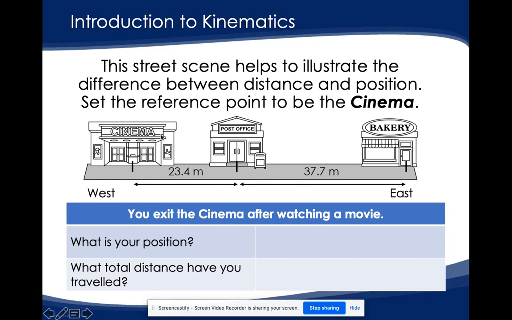If you leave the movie theater after watching a movie, what is your initial position? If you leave this movie theater and you're right here, your initial position is going to be 0 meters because you haven't gone anywhere else. Your initial position was here at the movie theater. Your position, represented by D with a little hat, is going to be 0 meters. Since you have not moved, and this is the initial position, there's no direction associated with that. Now, if you look at distance, how far have you traveled? You haven't traveled anywhere because you're still here. You're standing outside the movie theater.